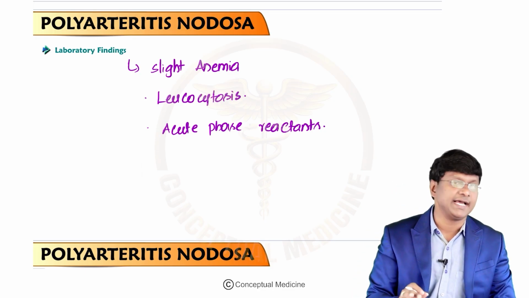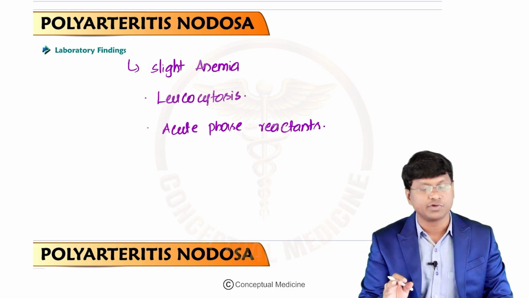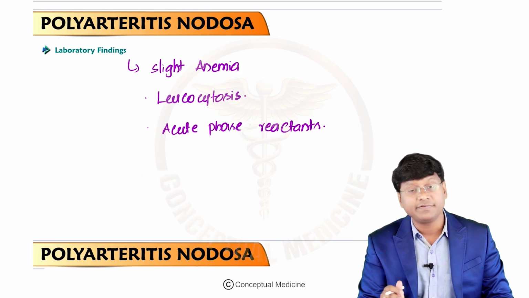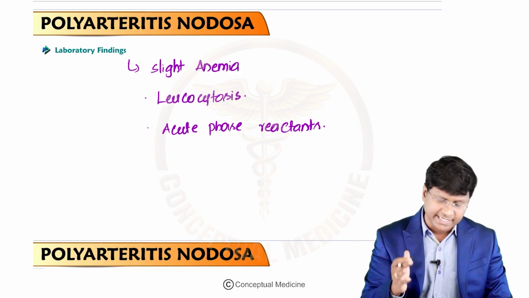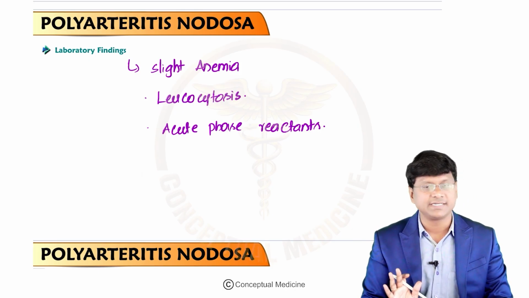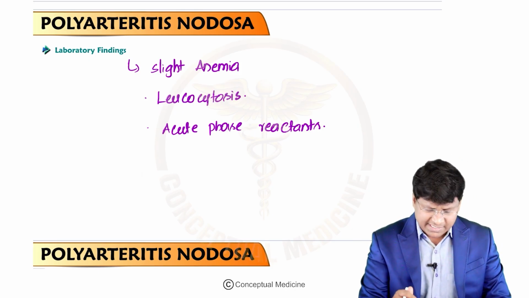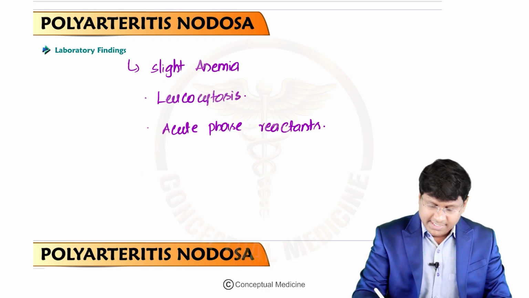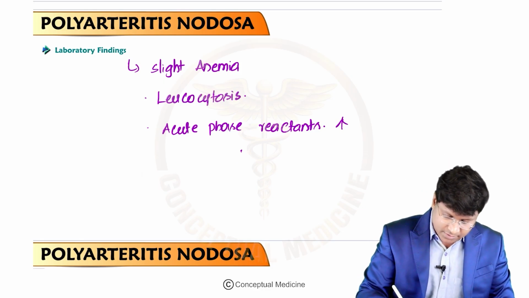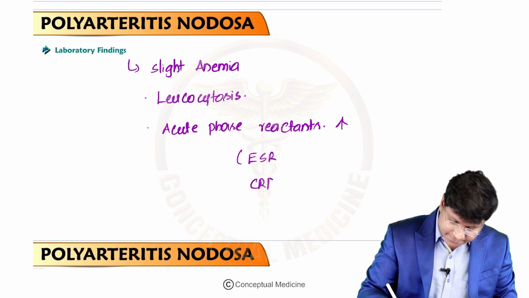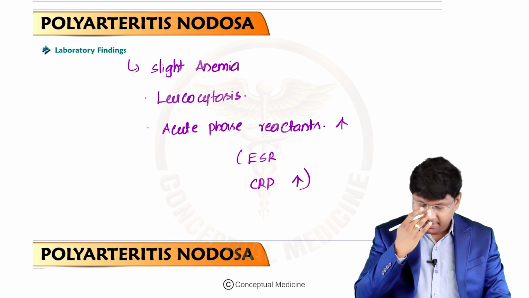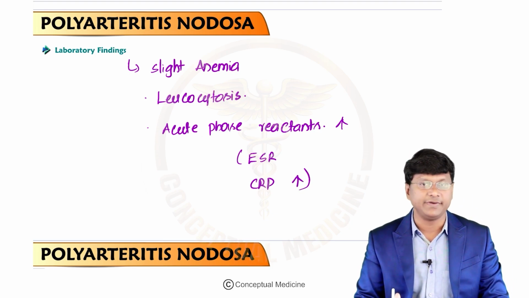And a major challenge in making the diagnosis of polyarteritis nodosa, however, is the absence of a disease-specific serological test, that is, an autoantibody. Okay, so these are the laboratory diagnosis. There is slight anemia, leukocytosis, and acute phase reactants, that is ESR and CRP, which are elevated.